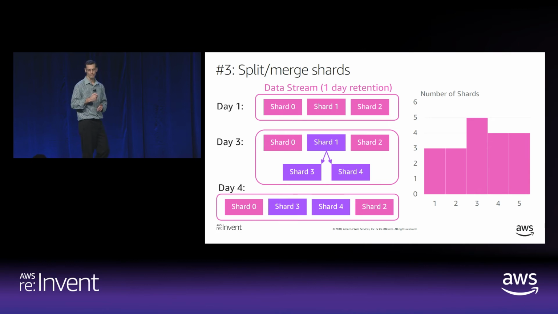However, the data that it had been receiving up until that point are still stored onto that shard. And they're going to be stored for the duration of the retention period, right? So only 24 hours after you do that split operation, the stream is going to actually remove shard 1, and you're going to end up with a 4-shard stream.